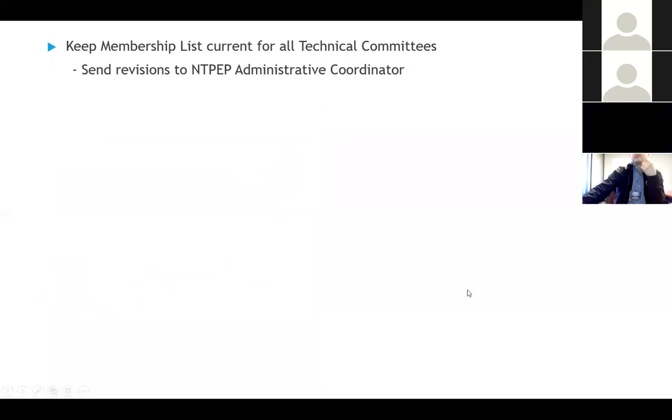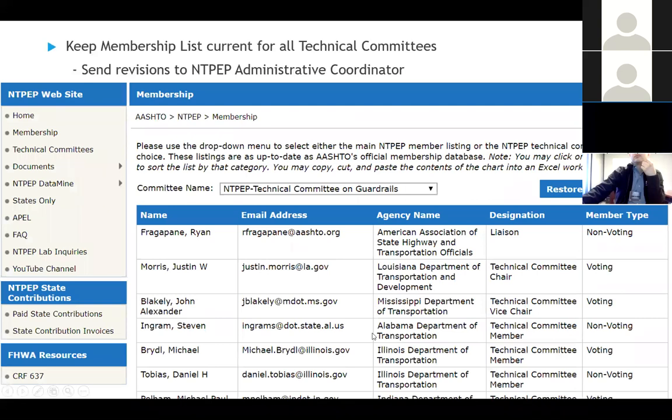Next, the responsibility for NTPEP voting and non-voting members is to keep the membership list current for all technical committees. Send any revisions that you see, whether it relates to a technical committee or if your non-voting or voting member changes, to the administrative coordinator within NTPEP, or you can also send them to me to make sure these changes get made.